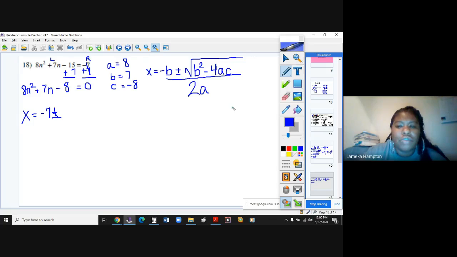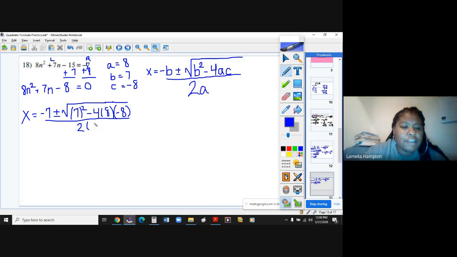Okay, I don't even like how I wrote that. Plus or minus, that's going to give me the square root over 7 squared, minus 4 times A, which is 8, times C, which is negative 8. All right. That was my alarm. And all of that is going to be over 2 times 8.